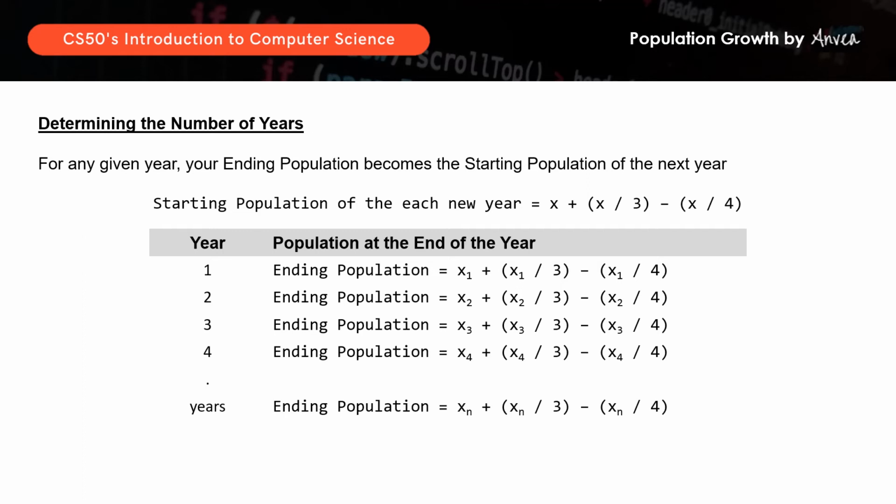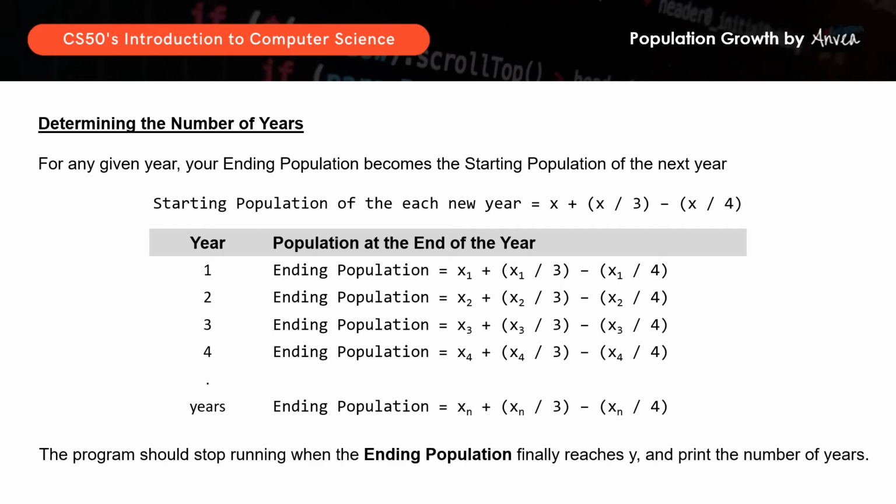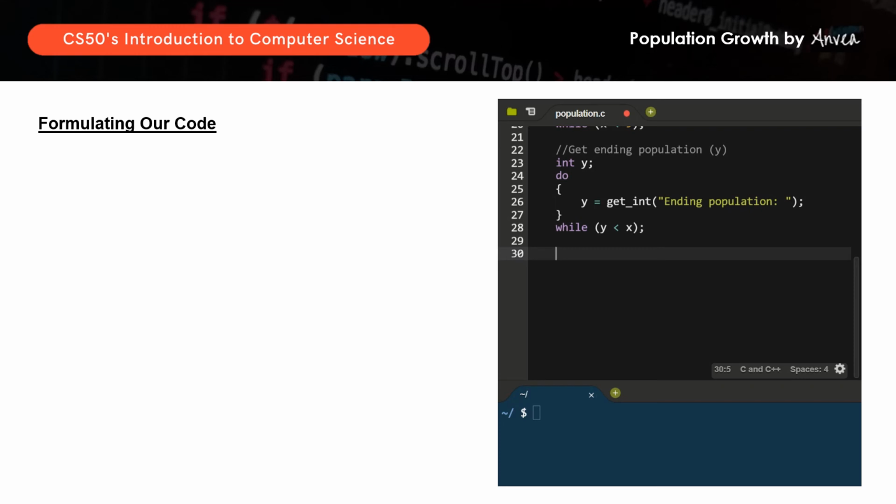And then once we reach the desired ending population, the program should stop running when the ending population finally reaches y and print the number of years. Okay? So now, how do we formulate our code? What we have done is that we have defined how to get the starting population and we have defined how to get the ending population. So now what we want to do is that we want to tell the system when and how to print the number of years. Okay?